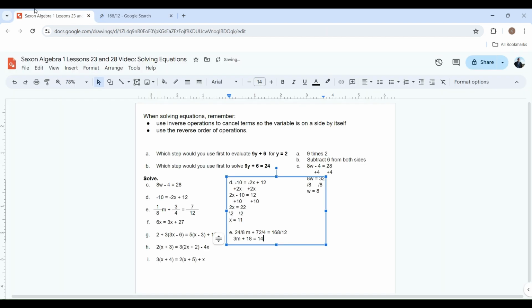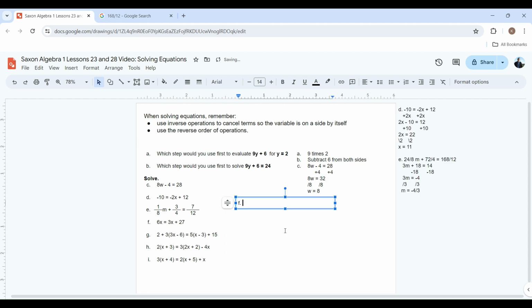Okay, now I have an equation in a form that we've seen before, and it's easy to solve. So this is going to be 3m. Let's see. I'm going to subtract 18 from both sides of this. It gives me 3m equals negative 4. And then if I divide both sides by 3, my answer is going to be m equals negative 4/3.